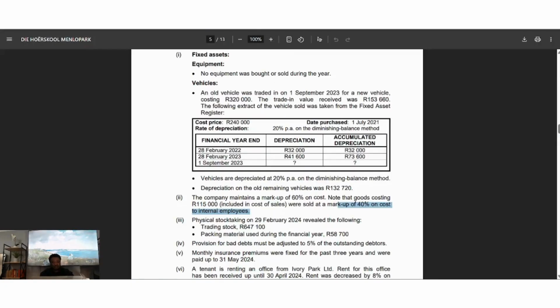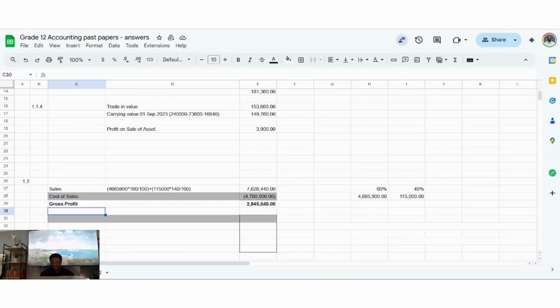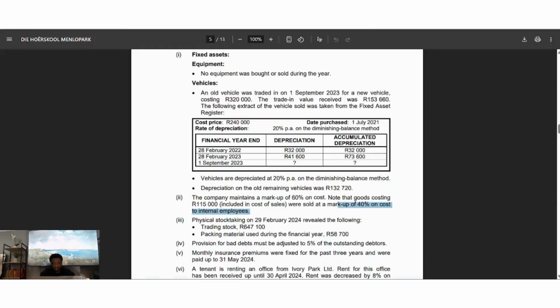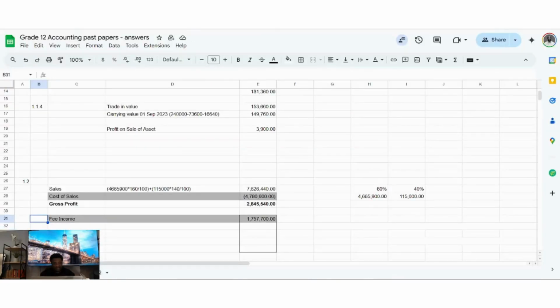And then we'll move to the next part of our statement of comprehensive income, which is other income, and we have service fee income to start with, which is 1,757,700. So I'm going to start there. 1,757,700. Yes, and that is fee income, service fee income. Okay, it's fine. All right, so that's our other income.